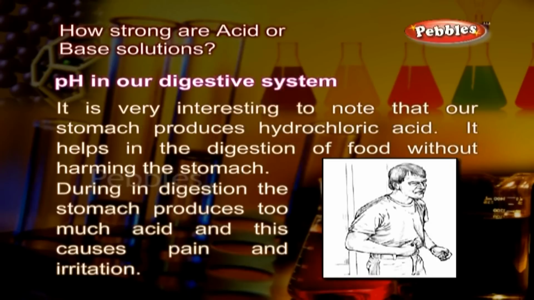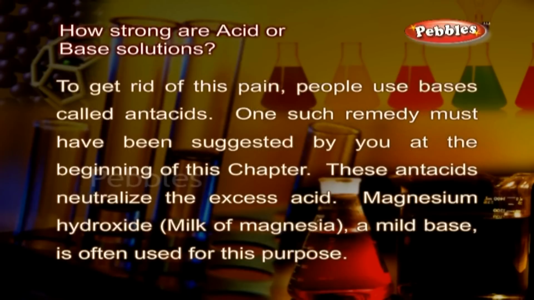pH in our digestive system. It is very interesting to note that our stomach produces hydrochloric acid. It helps in the digestion of food without harming the stomach. During indigestion, the stomach produces too much acid, and this causes pain and irritation. To get rid of this pain, people use bases called antacids.